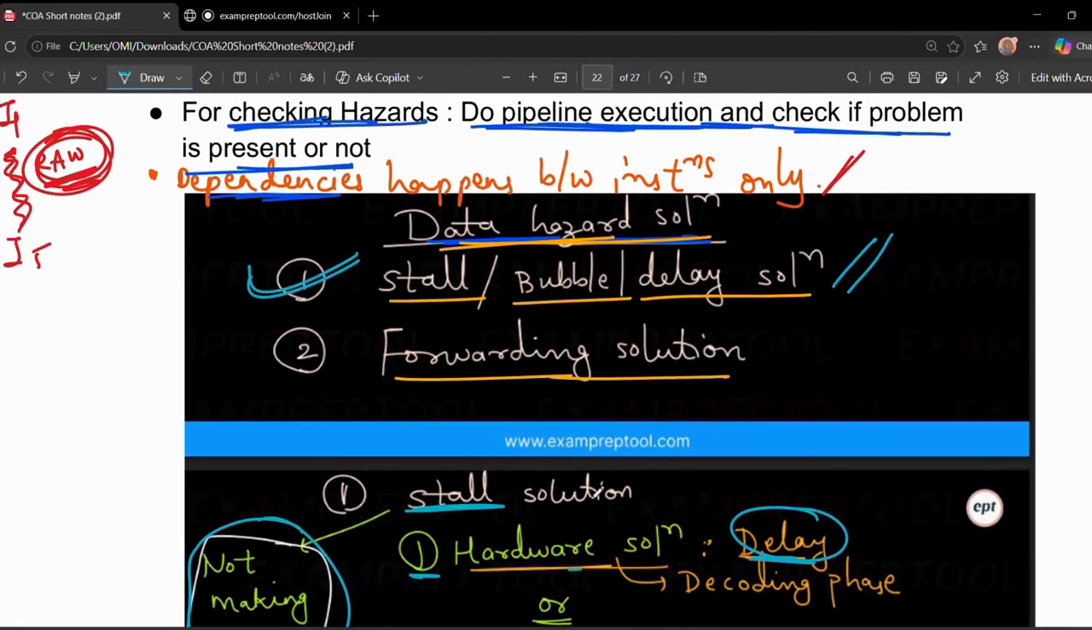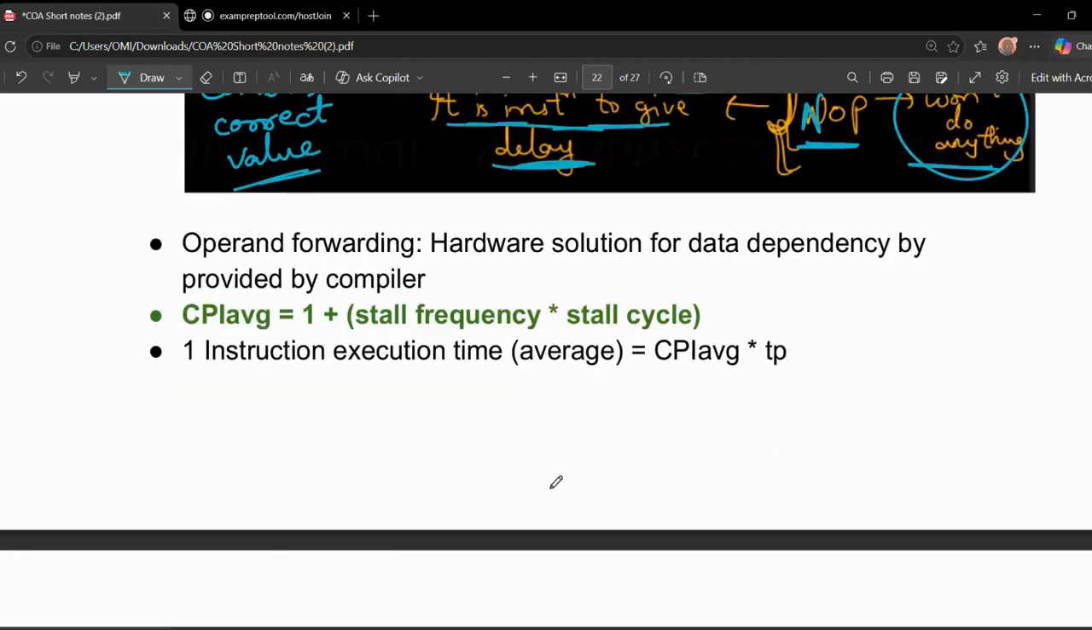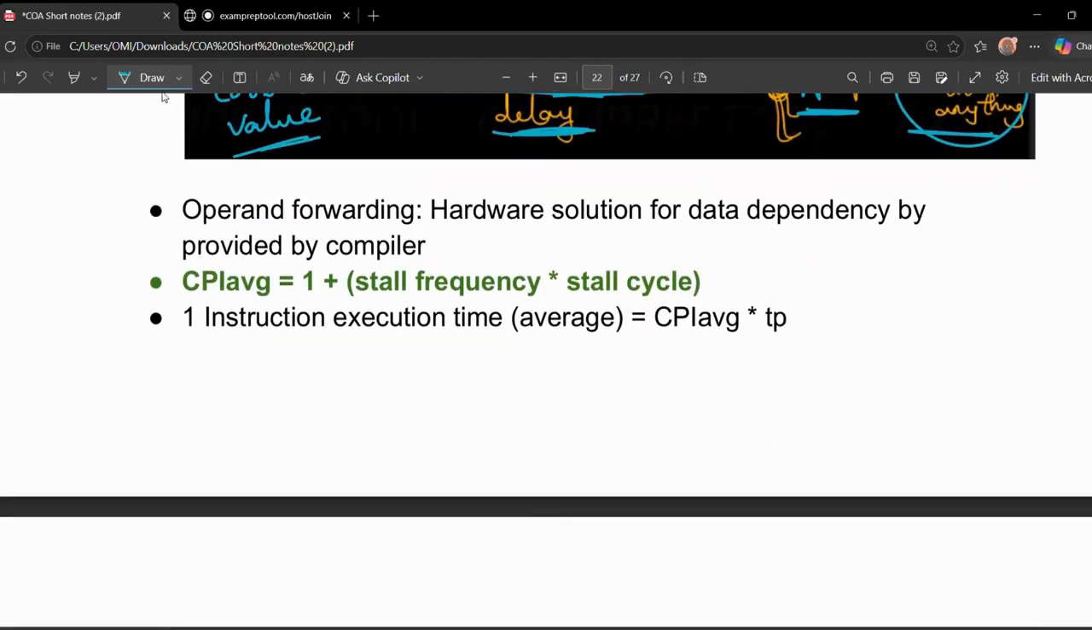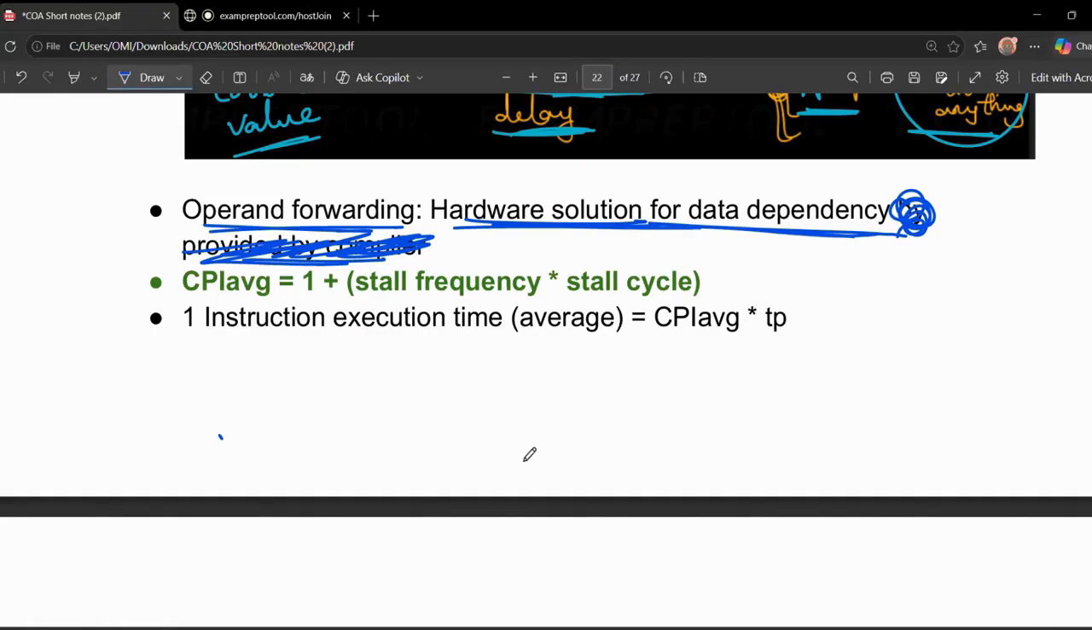Now the second solution is the forwarding solution. So what is forwarding? That is a hardware solution for data dependency. I think it is not provided by the compiler. Yes, it is the hardware solution only for data dependency.